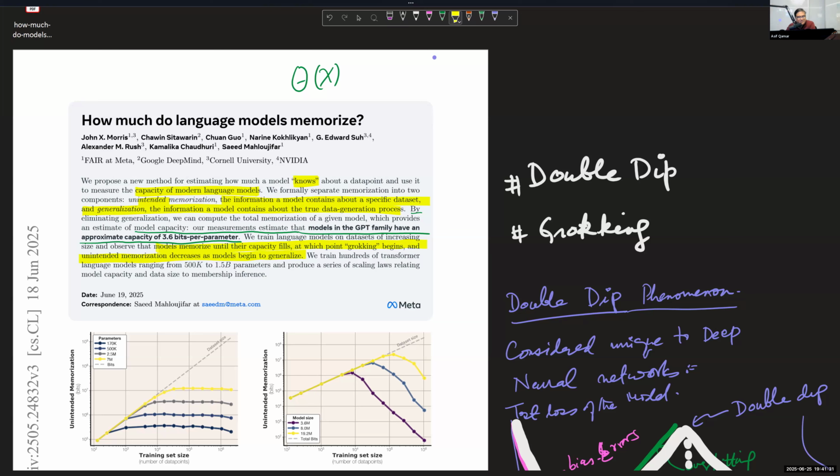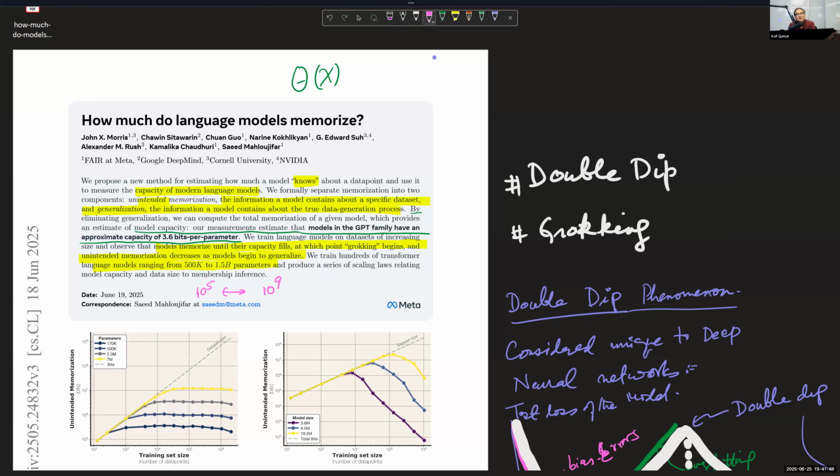We train hundreds of transformer language models, and this is an interesting thing. Models ranging from 500K, which is on the order of 10 to the power 5 parameters, all the way to 10 to the 9 parameters.